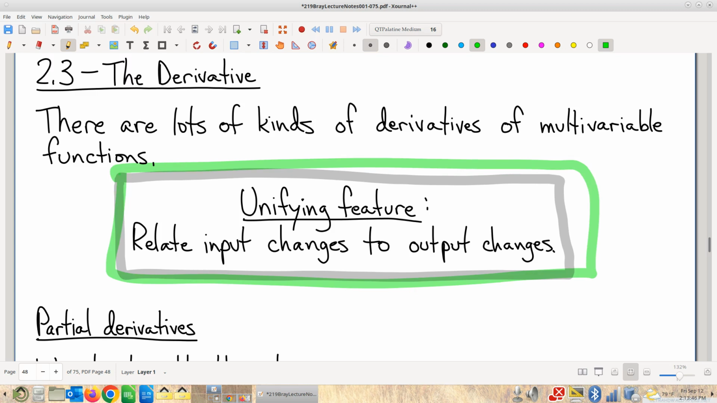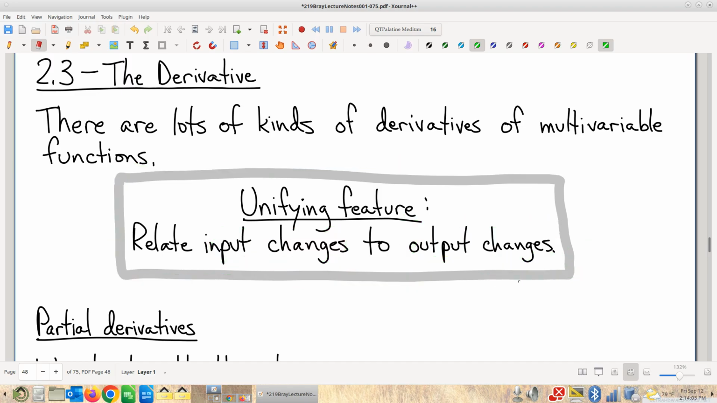In their different ways, they all relate input changes to output changes. The inputs that you put into the function, the outputs that come out of the function. Every derivative we're going to talk about will relate input changes to output changes. Okay, so that's something to think about. I encourage, as we go through and talk about different kinds of derivatives, be on the lookout for how this feature holds for that kind of derivative.